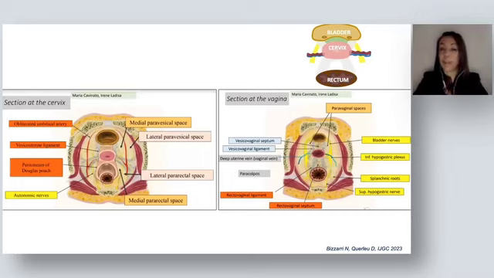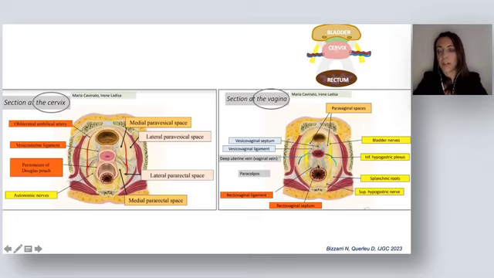Before showing some video clips of the parametria, I want to emphasize that it's very important to know the anatomy of the structure surrounding the cervix. In particular, we can divide the structures at the level of the cervix and those at the level of the vagina. In particular, at transvaginal ultrasound examination, we can assess the septa, the vesicovaginal septum between the bladder and vagina, and posteriorly the rectovaginal septum.